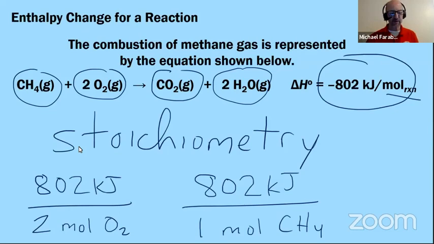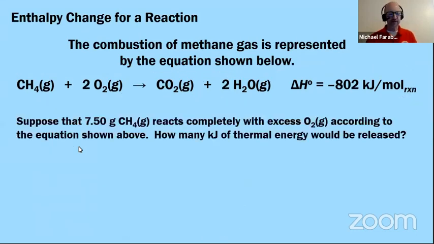All right, so in this problem, in terms of stoichiometry, suppose that we have 7.50 grams of methane, CH4, and it reacts completely with excess oxygen according to the equation shown above. How many kilojoules of heat or thermal energy would be released? Again, feel free to pause the video, work this problem out on your scratch paper, and then press play and check to see if your answer is correct.